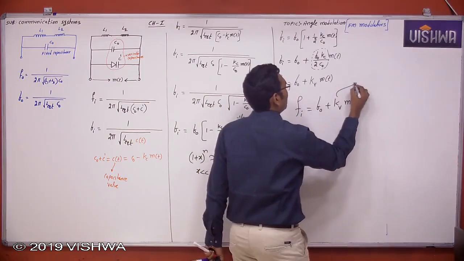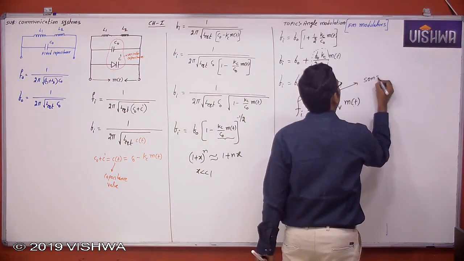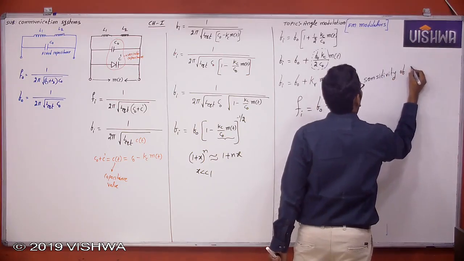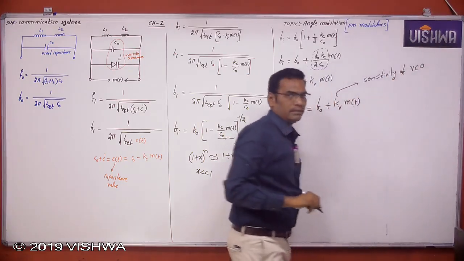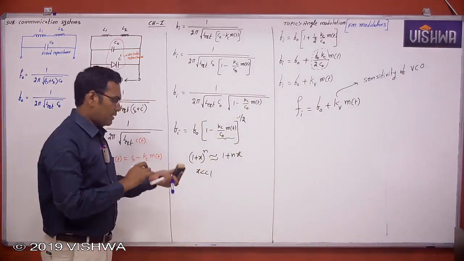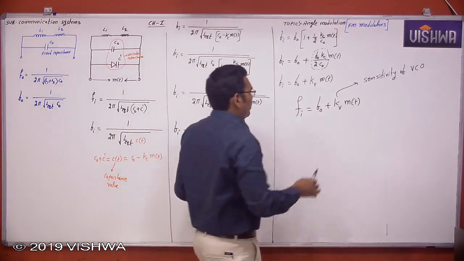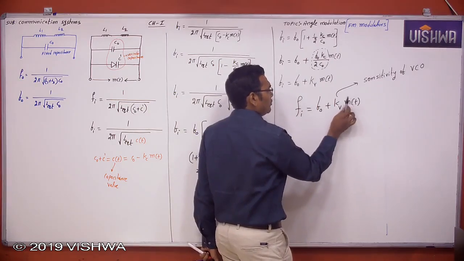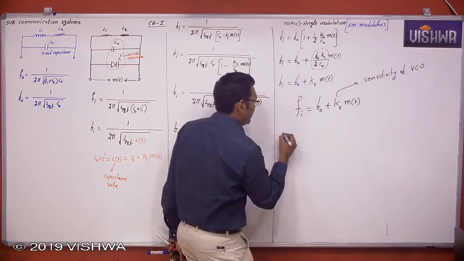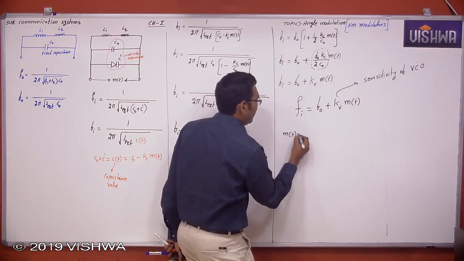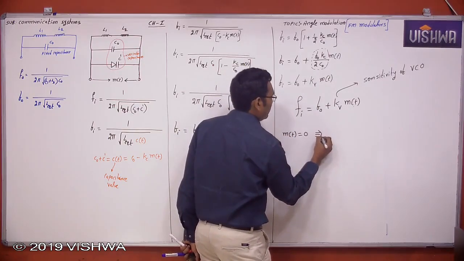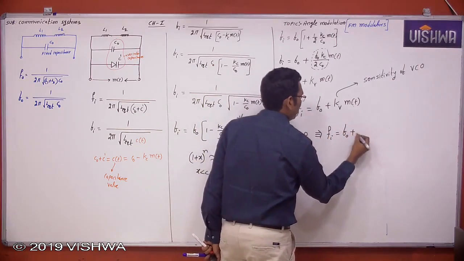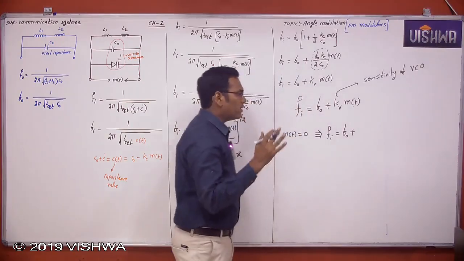What is kV? kV is the sensitivity of voltage controlled oscillator. Understand or not? Now see what happened now. When the message signal, when the controlling voltage is 0, you can easily understand. When m of t is equal to 0, therefore Fi is equal to F naught plus 0, when the controlling voltage is 0.